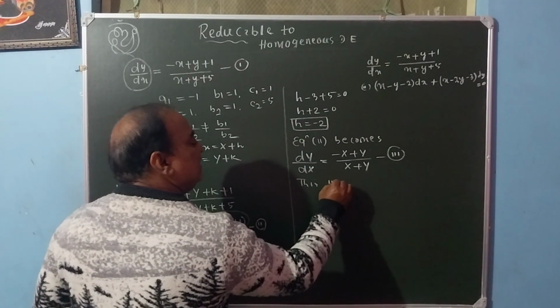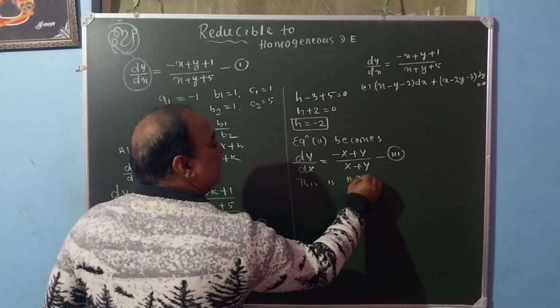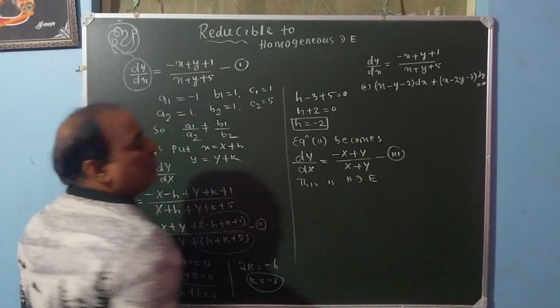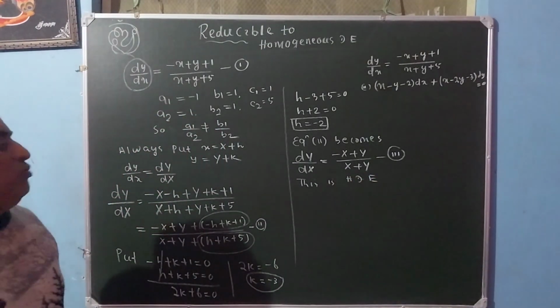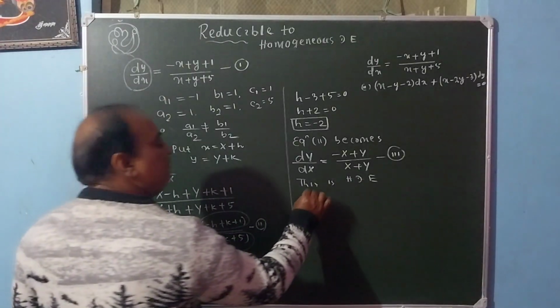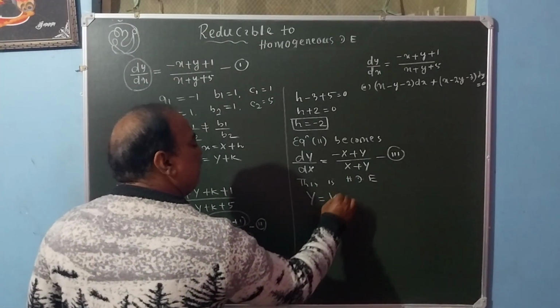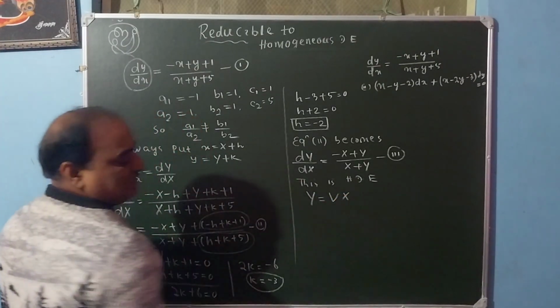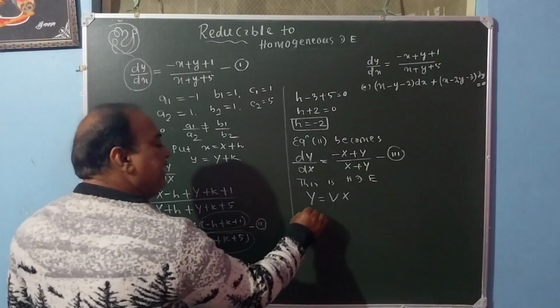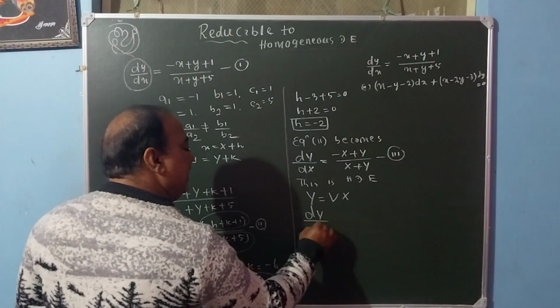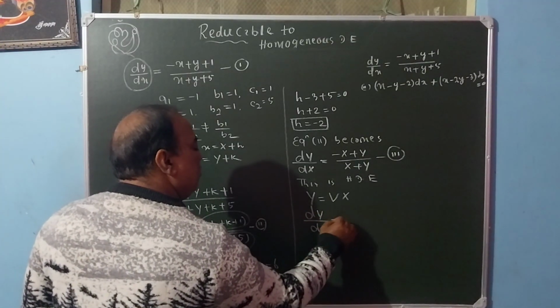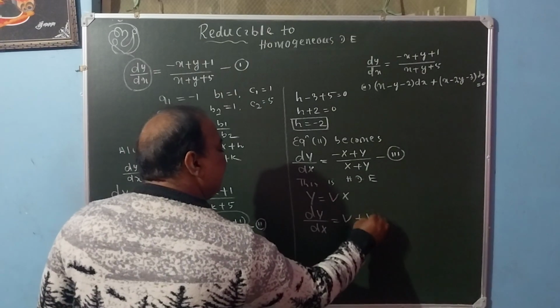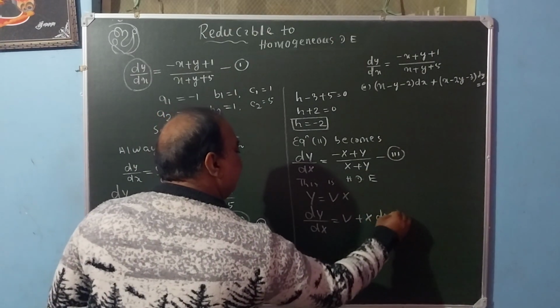This is HDE, homogeneous differential equation. So we have to put capital Y is equal to capital V into capital X. So dY by dX is equal to V plus X dV by dX.